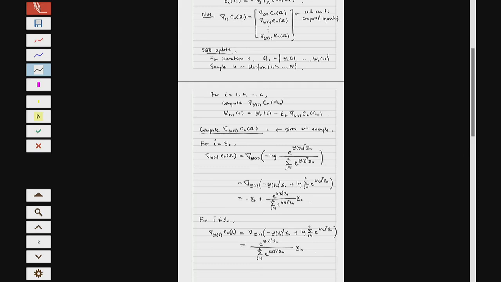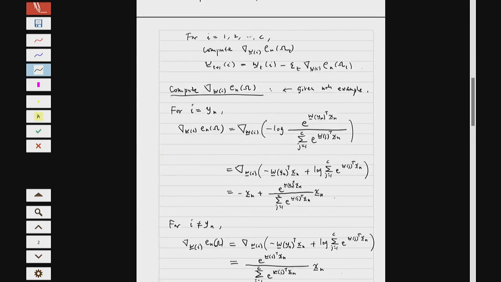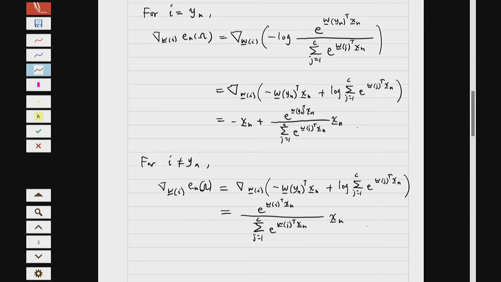We don't have yn transpose. Where do we have yn transpose? No, this is w of yn transpose. The w is the vector. So this is the same as wi transpose. We're just saying that yn can be equal to i. It's just an index, the index between 1 to c.